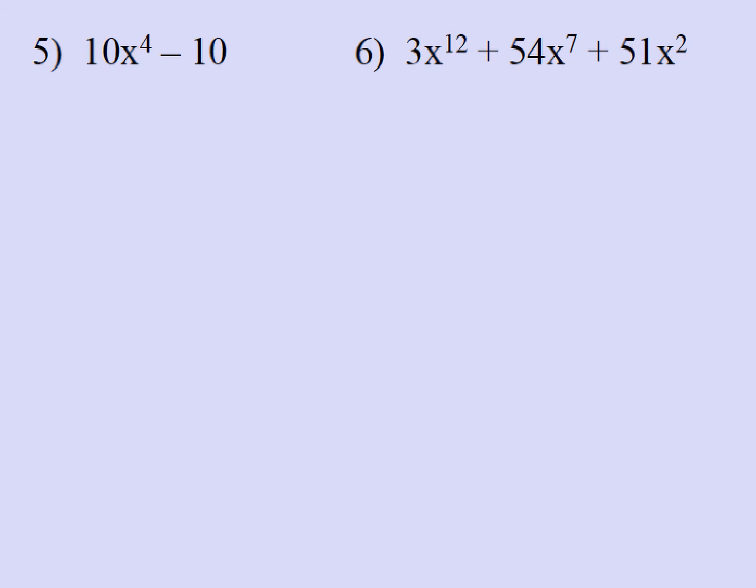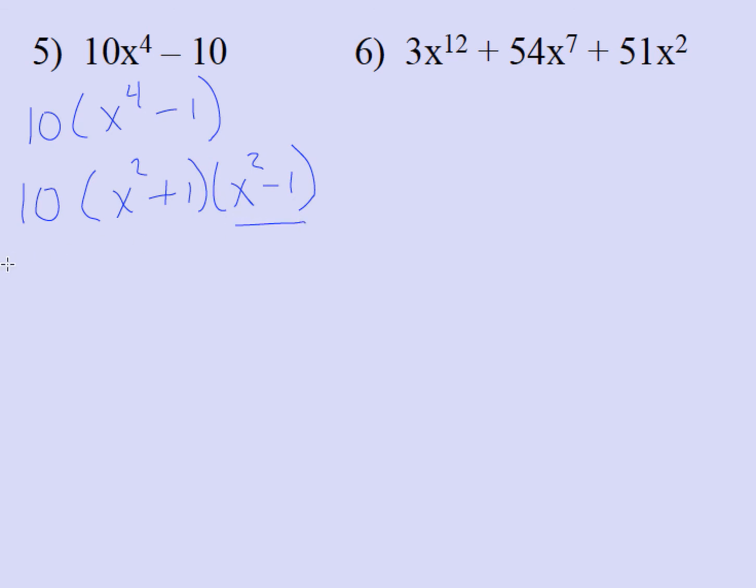Alright, glad you're back. Number 5. I know I can take a 10 out of each of these. This leaves it x to the 4th minus 1. This here is a difference of squares. So that's 10 times x squared plus 1, x squared minus 1. This one here can be factored further. So bring down the 10, bring down the x squared plus 1. X squared minus 1 is x plus 1 and x minus 1. Then you're done.